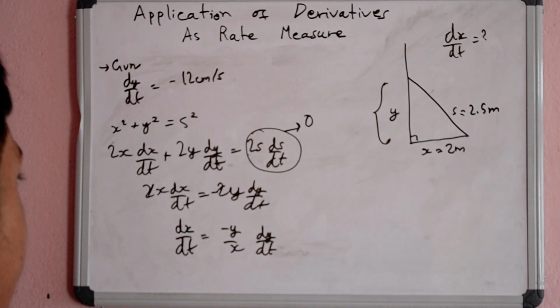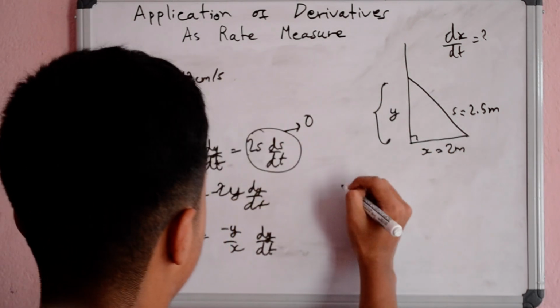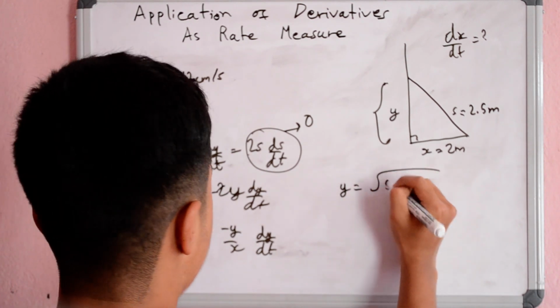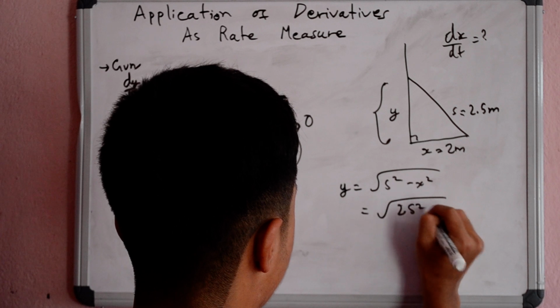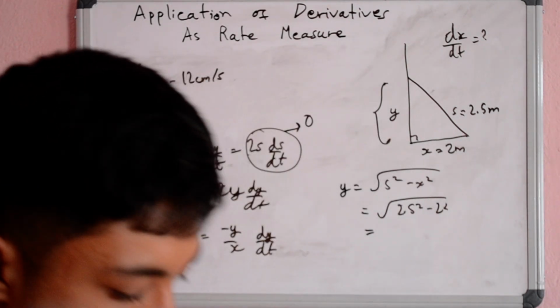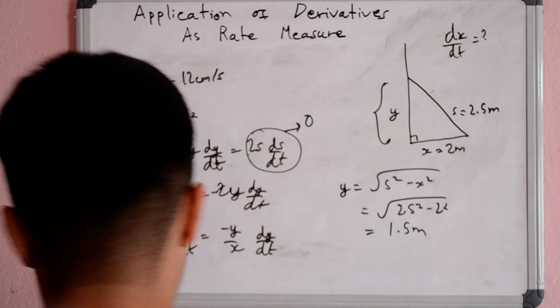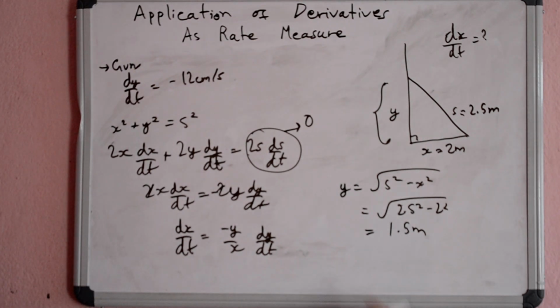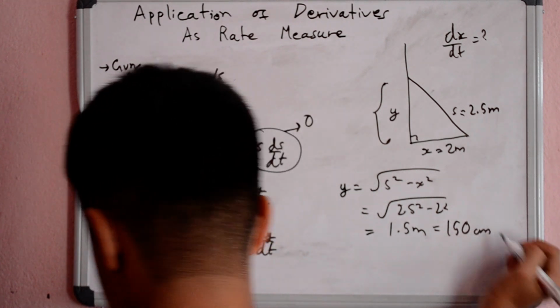So here we have to find the value of y when it is 2 meters from the wall. So with the help of Pythagoras theorem, we have y equals root of s square minus x square, which is root of 2.5 square minus 2 square, which is 1.5 meter. And here, since the question is in centimeter, we have to do it as 150 centimeter.